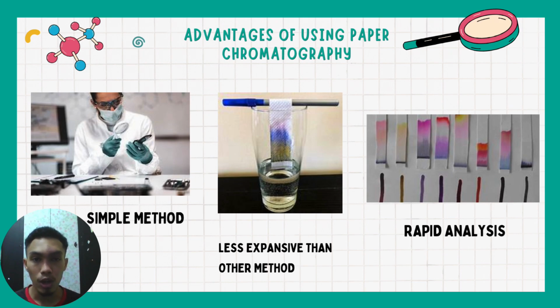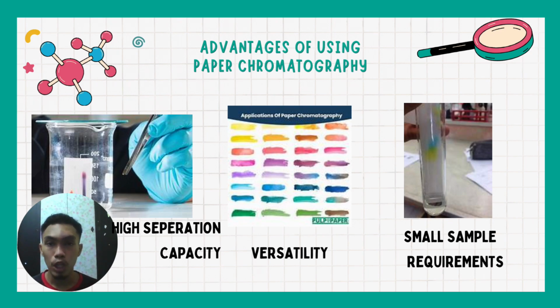Moreover, paper chromatography is an economical method compared to other chromatographic techniques. The materials required, such as filter paper, solvents, and sample application equipment, are relatively inexpensive, making it a cost-effective choice for routine analysis. Other than that, paper chromatography also offers good separation capabilities for complex mixtures. The different components of a mixture can be separated into distinct spots or bands on the chromatography paper, allowing for visual identification and further analysis.